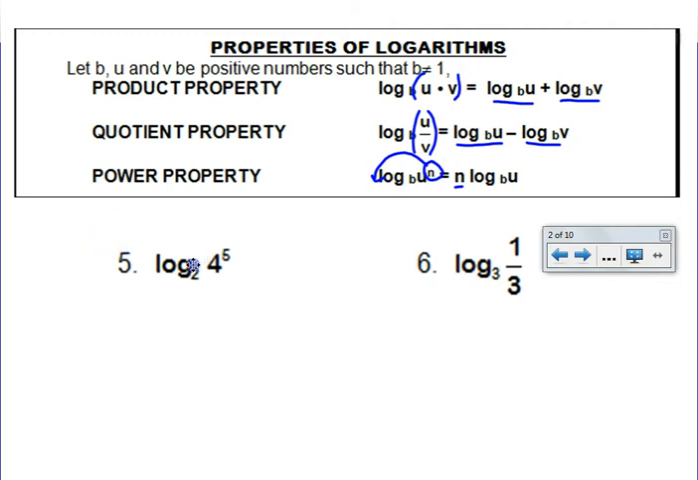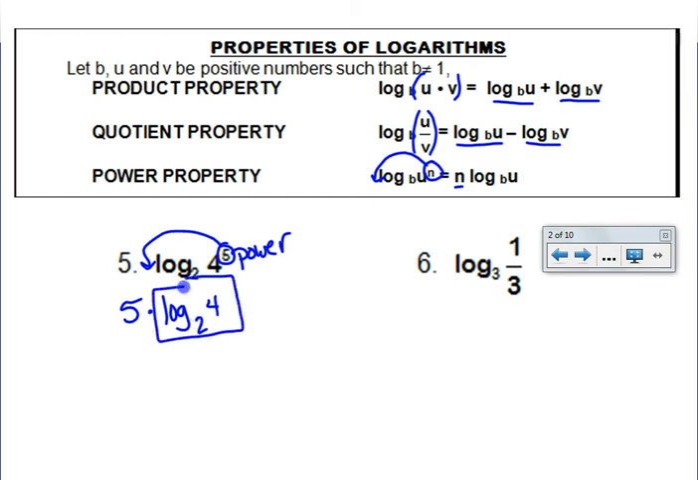So let's look at number 5. Log base 2 of 4 to the 5th power. The way I'm looking at it, this is the power property, which says this power really belongs down in front. Now I want to try to do this without our calculator. So it's really 5 times the log base 2 of 4. Now think about evaluating log base 2 of 4. That's saying 2 to what power gives you a 4? And we can see that the answer is 2. So this is really 5 times 2, which of course is 10.